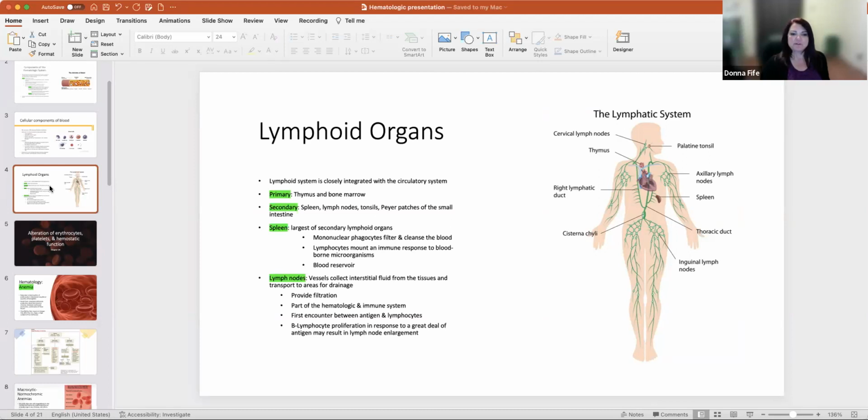Lymph nodes are the vessels that collect interstitial fluid from the tissues and transport it to areas for drainage. These provide filtration, and they're part of the hematologic and immune system. They're often the first encounter between antigen and lymphocytes. B lymphocyte proliferation in response to a great deal of antigen may result in lymph node enlargement.